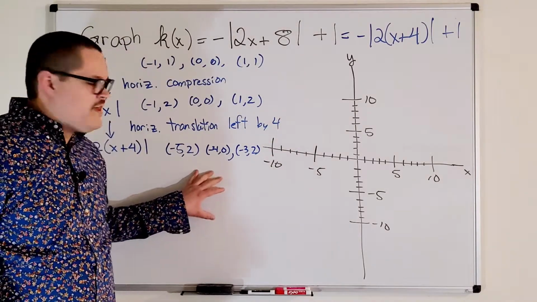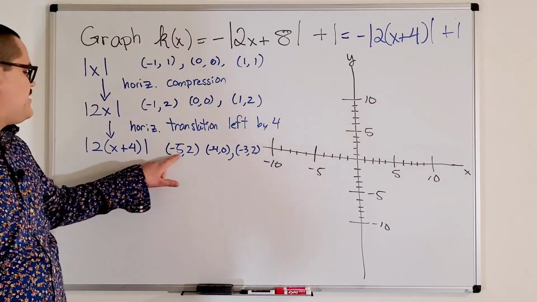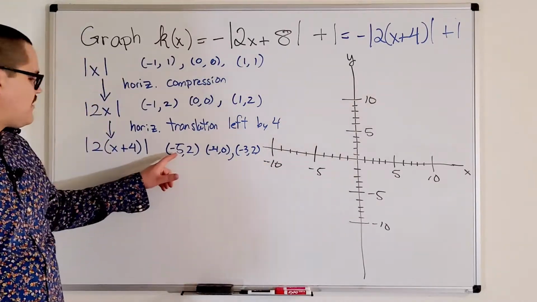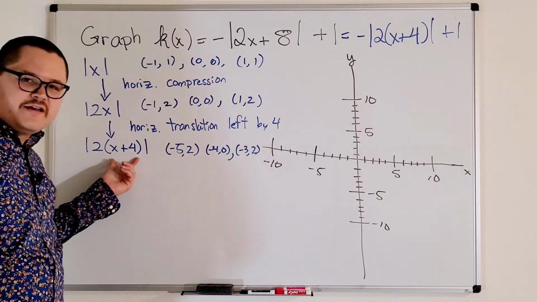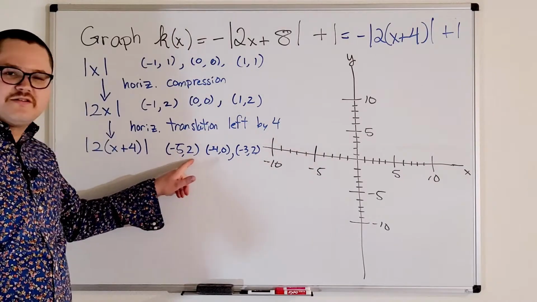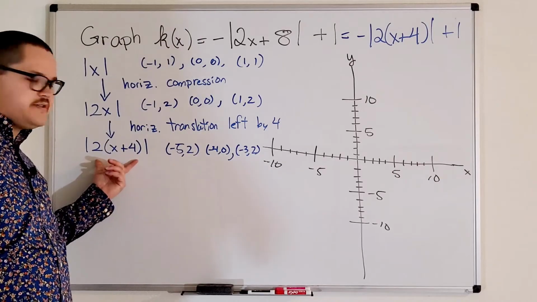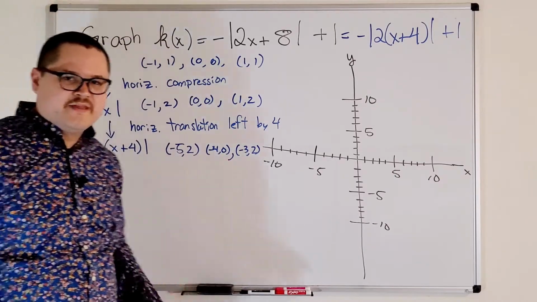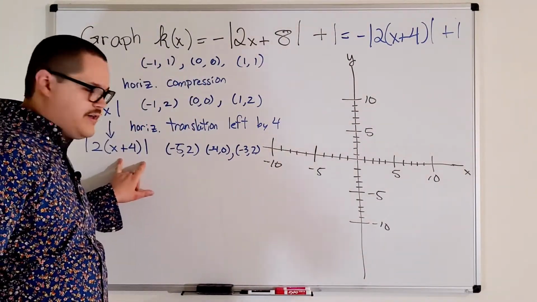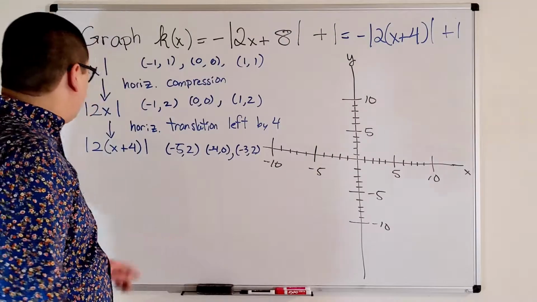Okay? And then we can check these values by plugging in each of these x values and making sure we get each of the y values. So if I plug in negative 5, negative 5 plus 4 is negative 1, times 2 is negative 2, absolute value is positive 2. Plug in negative 4, negative 4 plus 4 is 0, 2 times 0 is 0, absolute value is 0. If I plug in negative 3, negative 3 plus 4 is 1, 2 times 1 is 2, absolute value is 2. Okay.